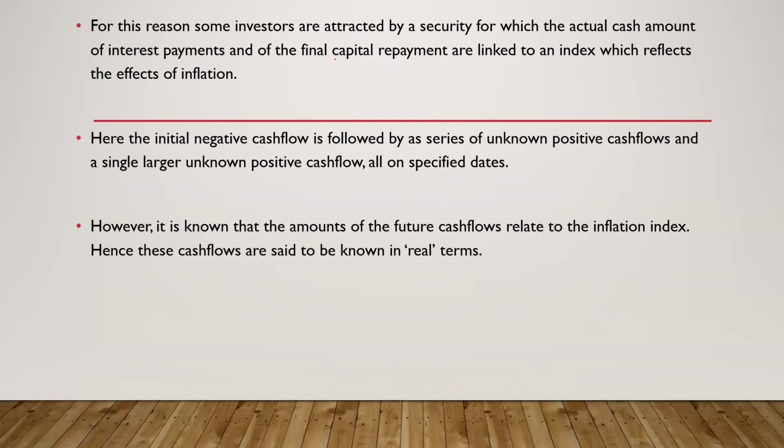Here, the initial negative cash flow is followed by a series of unknown positive cash flows and a single larger unknown positive cash flow at the end, all on specified dates. So if you remember in the first intro of the slides, I mentioned that the amounts and timing of the payments may be uncertain. So this is the best example to illustrate that only the amount to be paid is uncertain, or the amount of the positive cash flows which is to be received by the investor is uncertain.